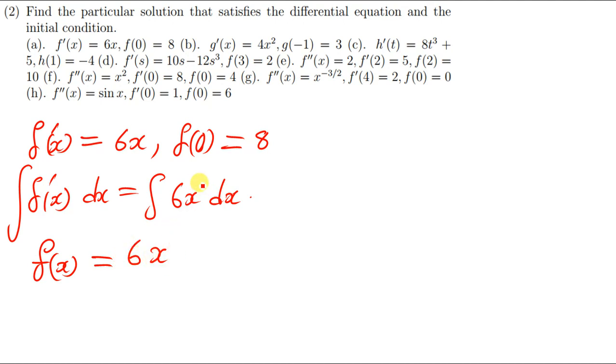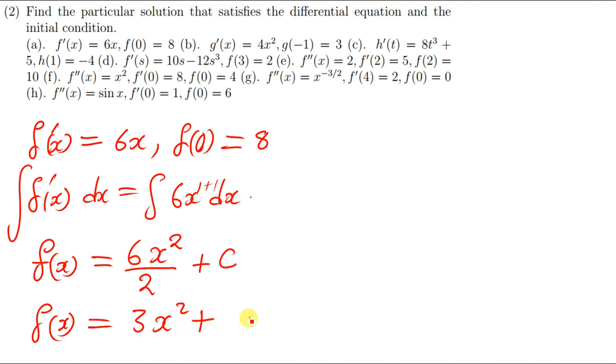6x. Of course, this power 1, we add 1, so we're going to have squared, and then we divide everything by the new power, which is 2. And of course, we always have to add a constant c. So our f of x will therefore be equal to 6 over 2, which is 3x squared plus c.